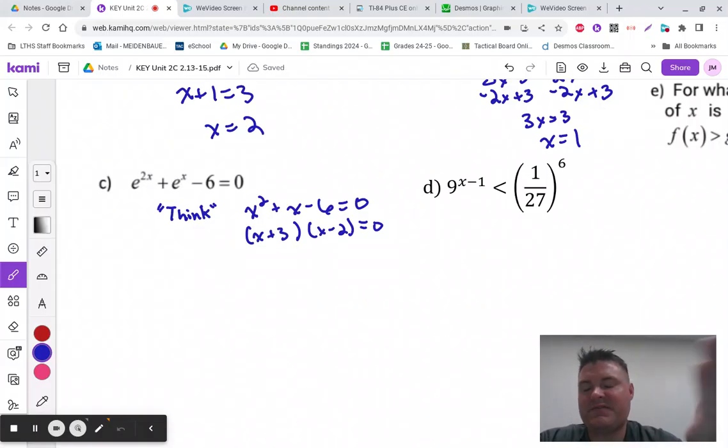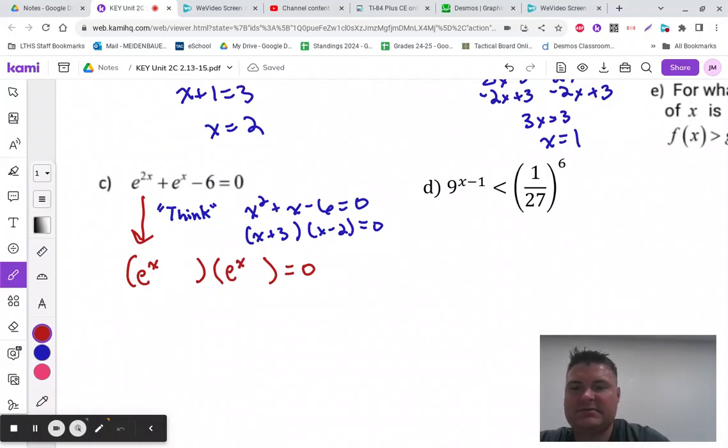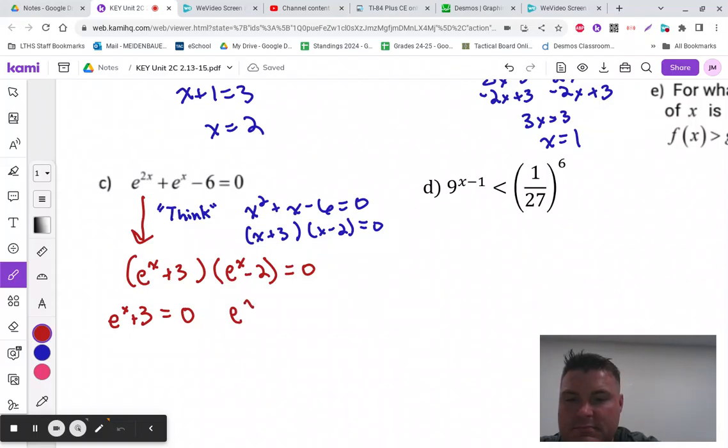Okay, now we want to think that way for the e's now. So now I can rewrite these e's as factors of each other. e to the x times e to the x gives me e to the 2x, plus e to the x, minus 6. Okay. So now I'm going to set these two individual terms, or factors rather, equal to 0.